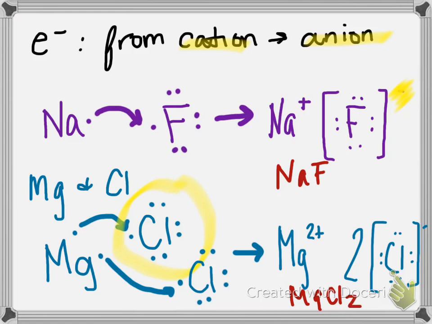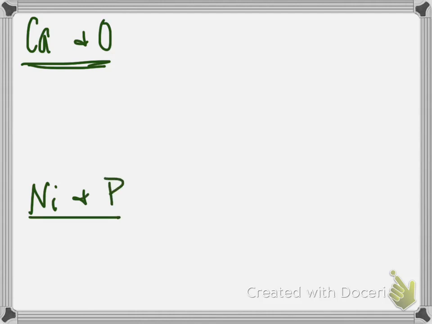Okay, now I want you guys to try 2 on your own. I want you to try calcium and oxygen, and this is nickel and phosphorus, but it should say sodium and phosphorus. I meant Na, not Ni. So put Na instead of Ni. So sodium and phosphorus. Go ahead and pause the pencast and try those 2 and check with the people around you. That should take you a few minutes to do.